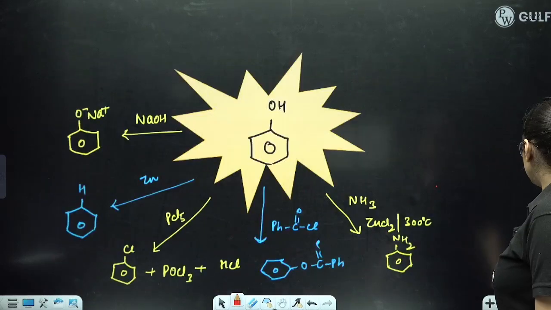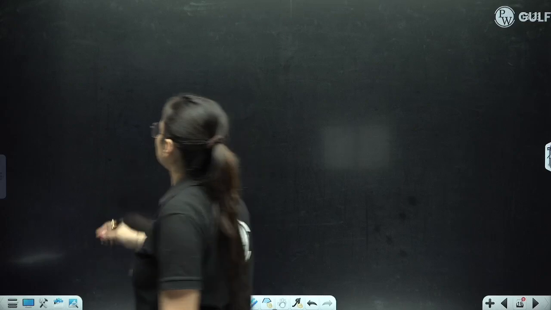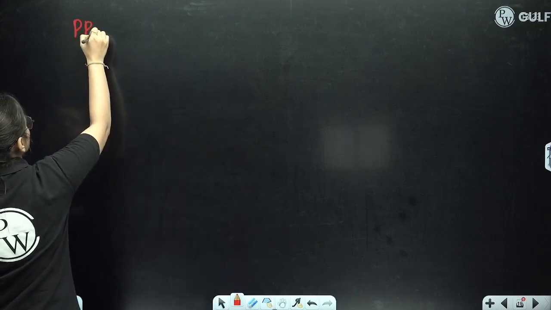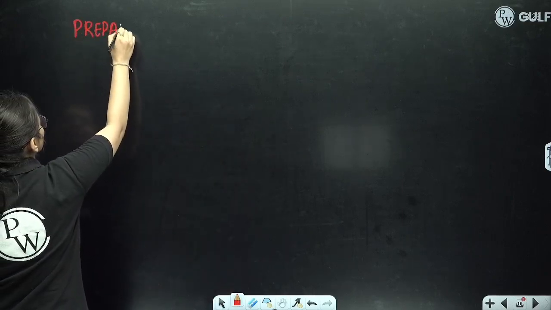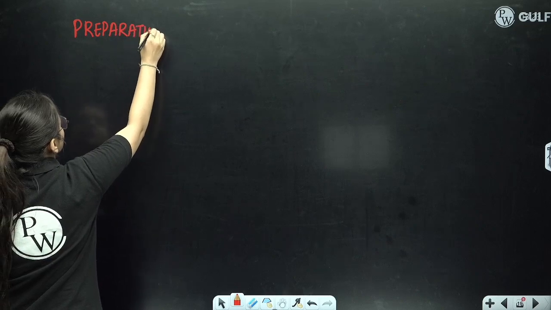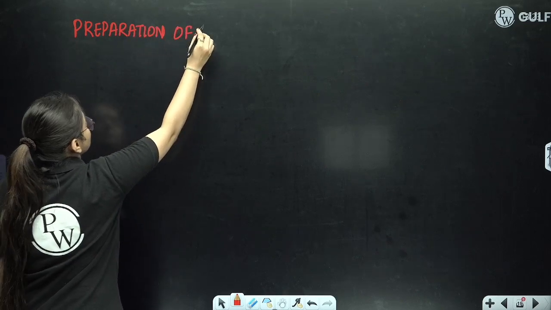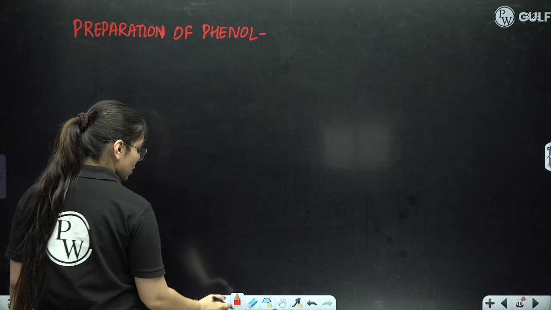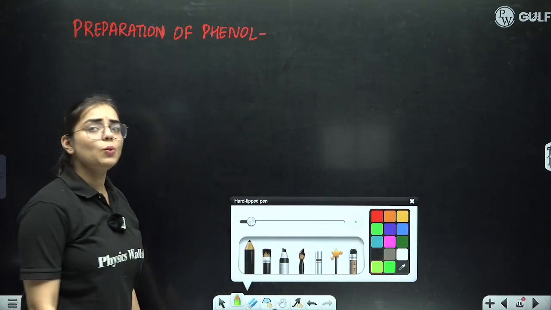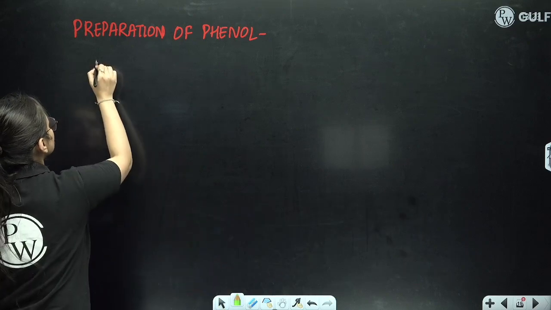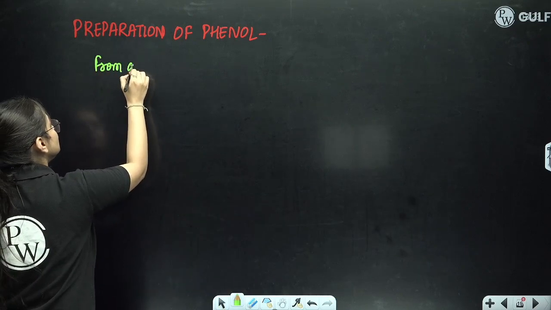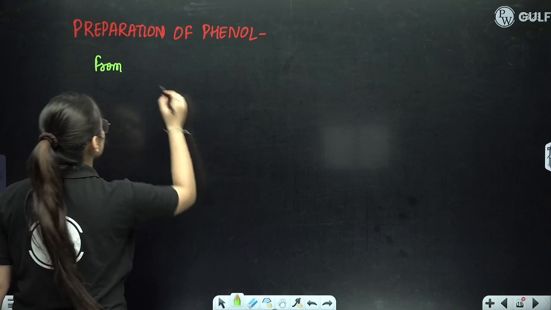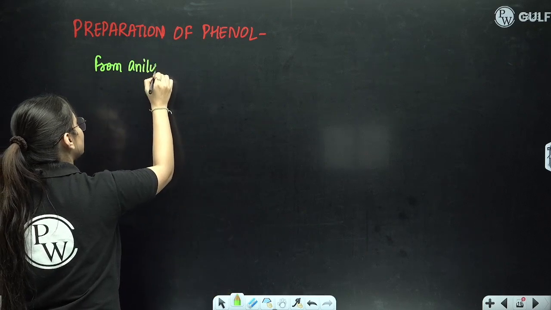So these are chemical properties, but first let me do the preparation of phenol. Students, if I talk about the preparation of phenol, see what happens. You have heard about aniline, right? So first is from aniline. Or in some books they have done it from diazonium salt also. I'll tell you that as well.